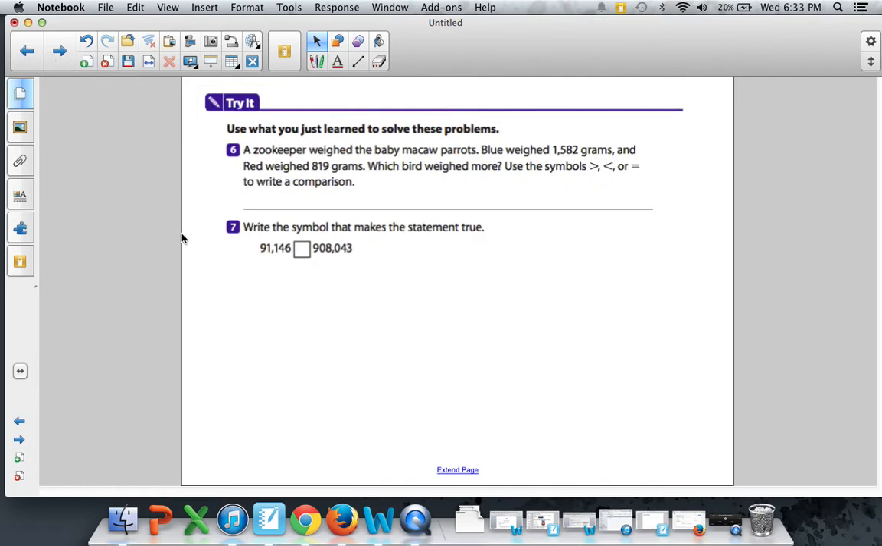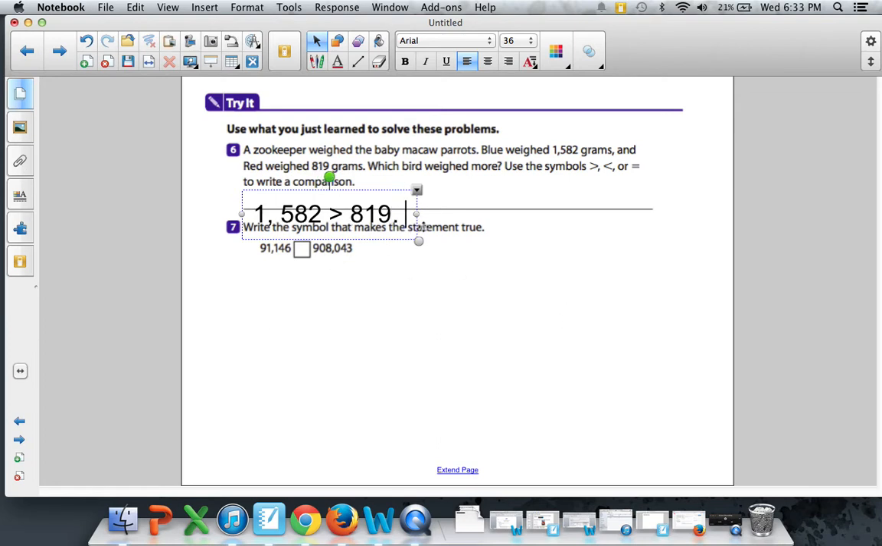Alright. A zookeeper, moving on to number 6. A zookeeper weighed the baby macaw parrots. Blue weighed 1,582 grams, and red weighed 819 grams. Which bird weighed more? Use the symbols, no problem. So one is 1,582, and I hope you realize that it is bigger than the 819 one.